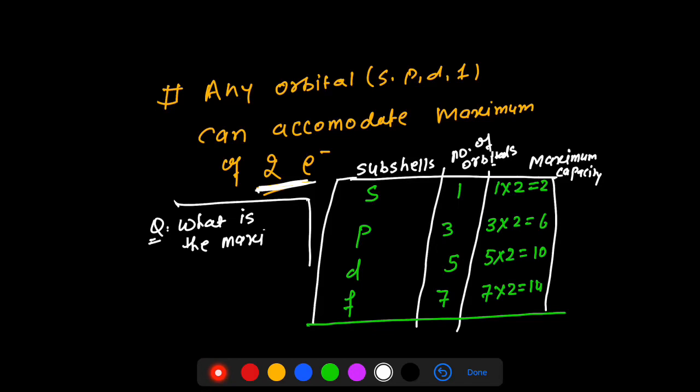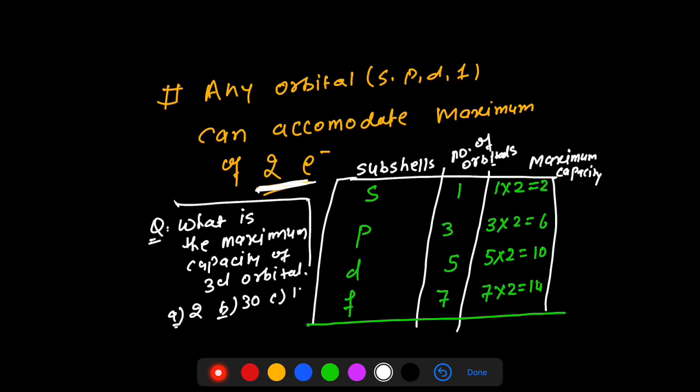There was a question asked in some competitive examination. The question was, what is the maximum capacity of a 3D orbital, right? Options were A) 2, B) 30, C) 10 and D) 5. Any guesses? Now what do you see? The question is quite tricky.